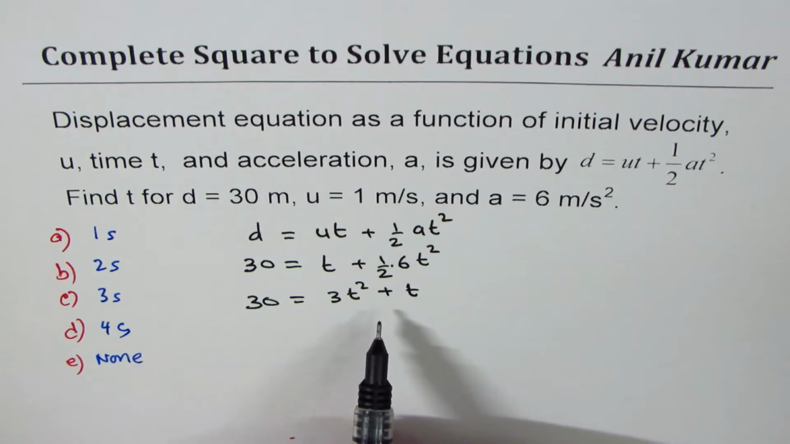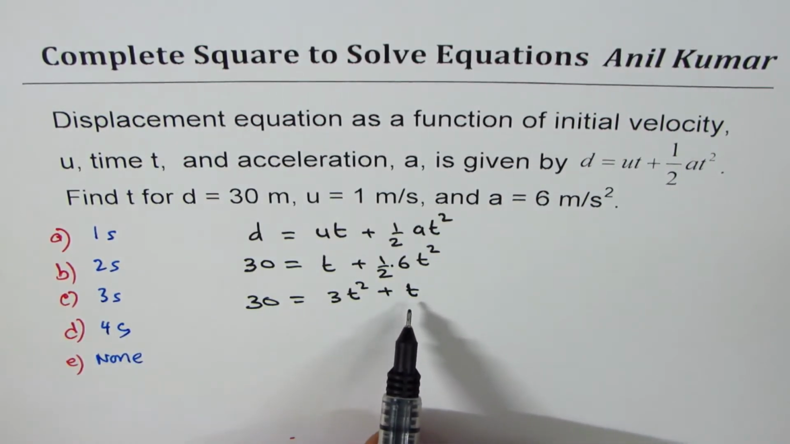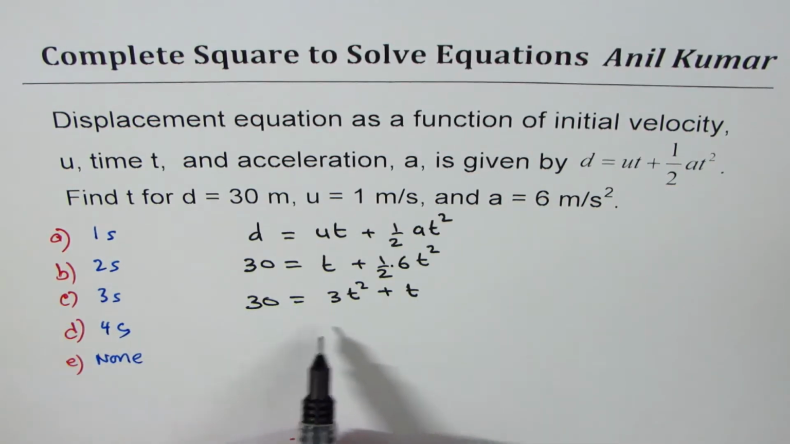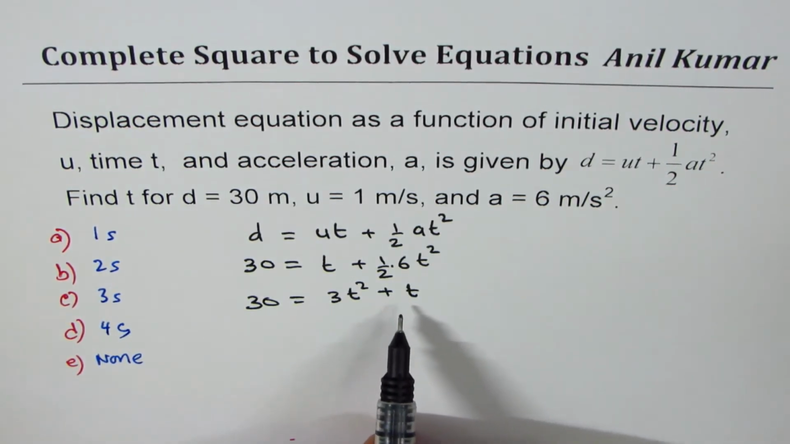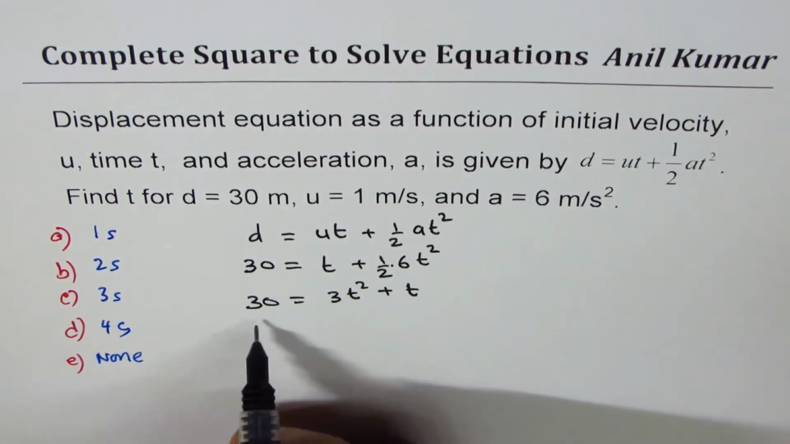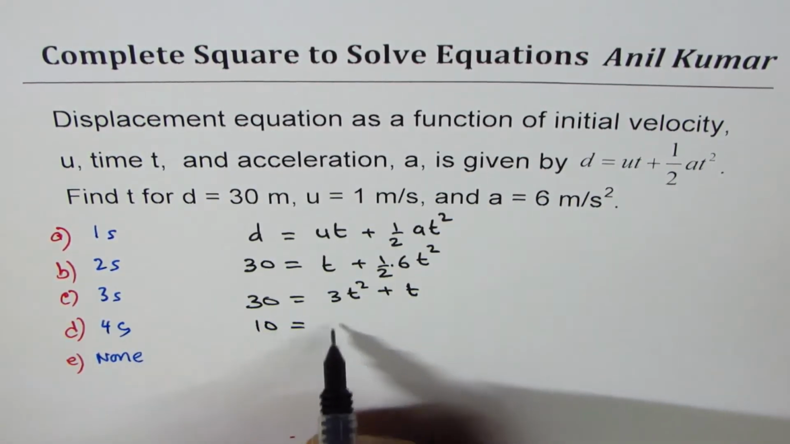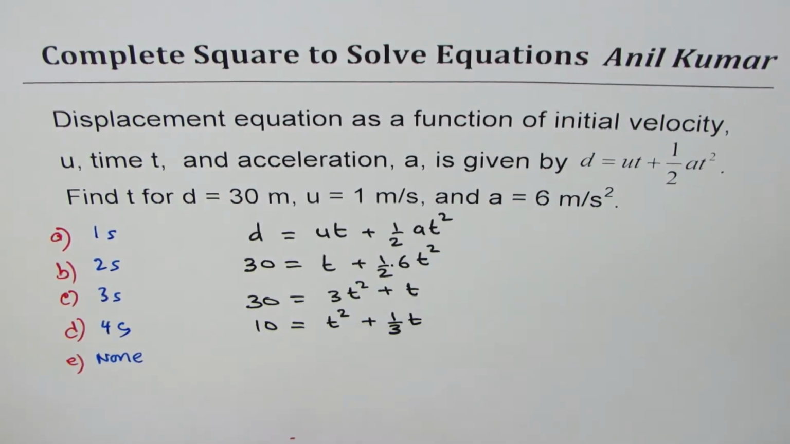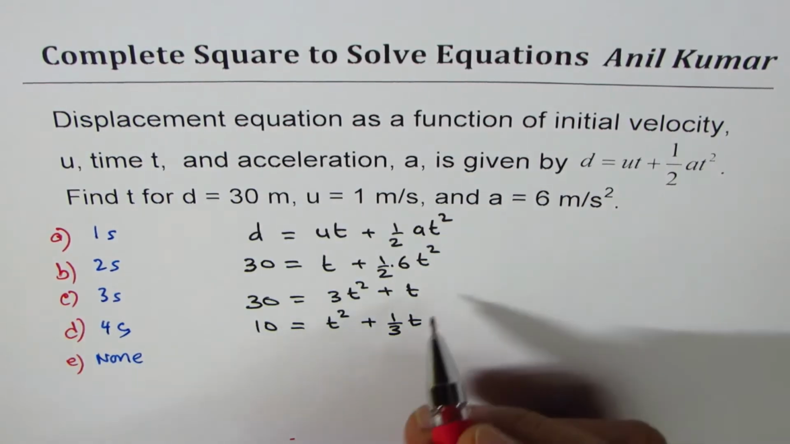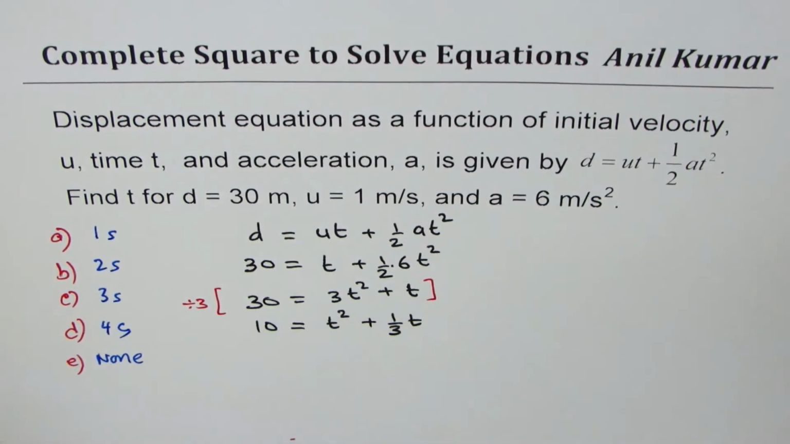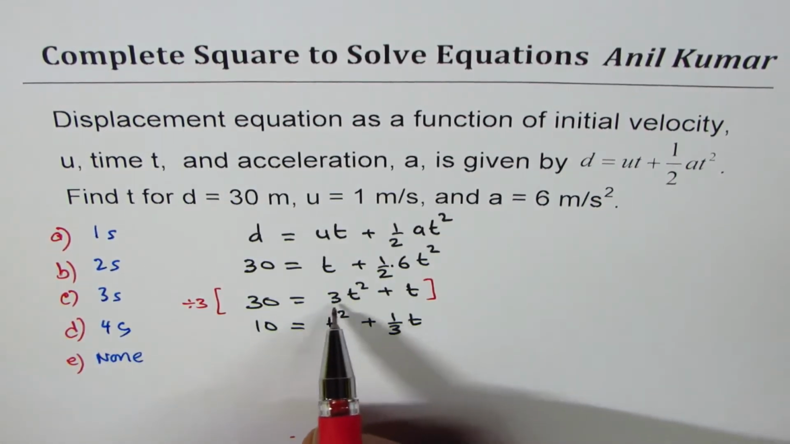So what you need to do here is add the square of half of the coefficient of t to both sides and then work it out. But before that, we have to divide by 3 also, right? So if I divide by 3, I get 10 equals t square plus 1 over 3t. Is it okay? So in this step, we divided by 3, everything divided by 3, the whole equation. The idea is to get the leading coefficient as 1.